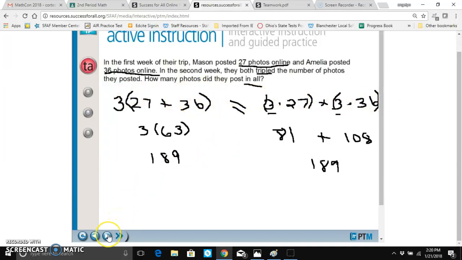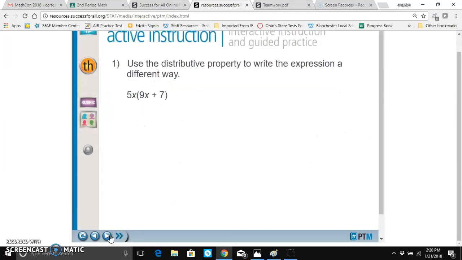Now the new thing we're going to do today is introduce variables with the distributive property, and it's the same concept. You're still going to be distributing this number or variable, it could be a variable, with the first term in here and also with the second term. So let's see what that looks like.